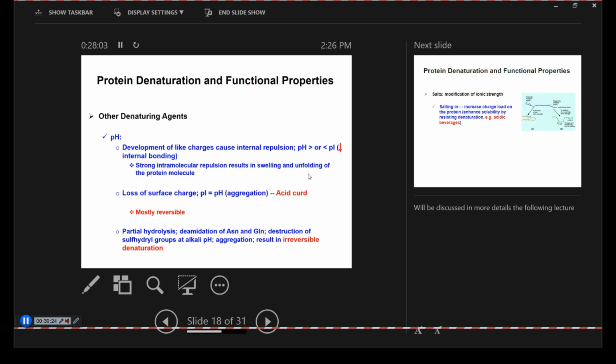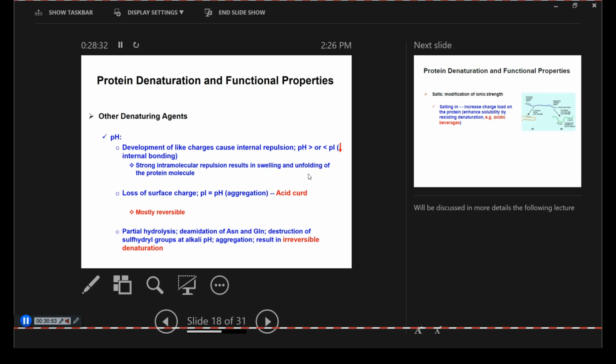pH. So what happens when your pH is at its extreme? Either very high pH or very low pH. At this point, you get like charges. So most likely, your protein will have a really high net positive charge if it is very low pH, or really high net negative charge if it's really high pH. With like charges, you get repulsion within the protein.